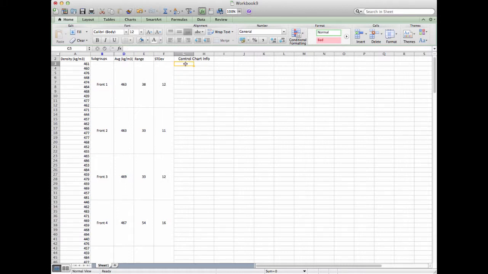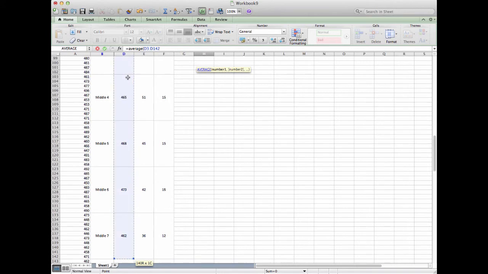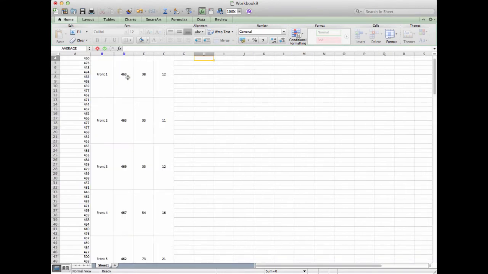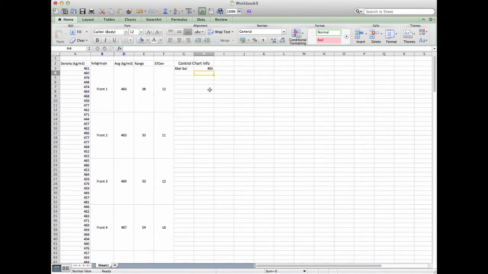So for my control chart, I'm going to start off by calculating the x bar, which is equal to the average of all of the subgroups. So I have 21 different subgroups representing 210 total data points. The average of all of the subgroups is 465.